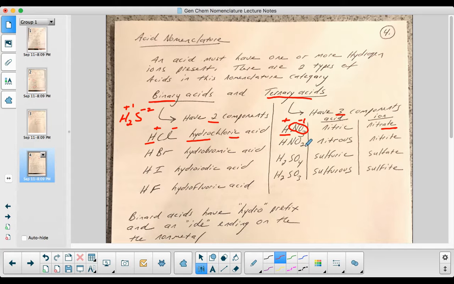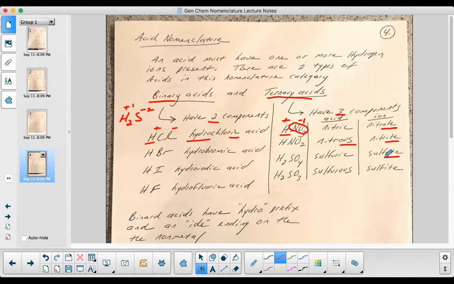This NO2 polyatomic ion is different from the nitrate. It's called a nitrite. And that nitrite becomes the us acid. So the ate ion becomes the ic acid. The ite ion becomes the us acid. So that's why this one's nitric acid. This one's nitrous acid. And here's another example. It follows the same pattern.